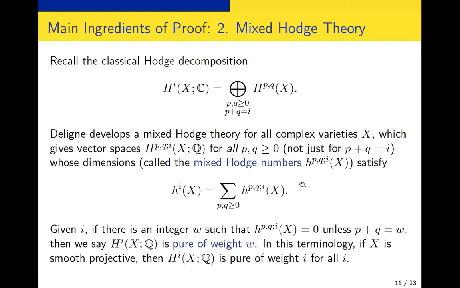We also say a special feature of the smooth projective varieties is called purity. If p plus q is always equal to a certain number, then we say that you have purity. So in this terminology, for the smooth projective case, H^i is pure of weight i for all i. And here, as terminology, the term weight always means p plus q.